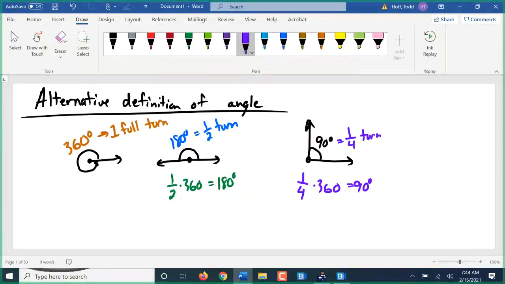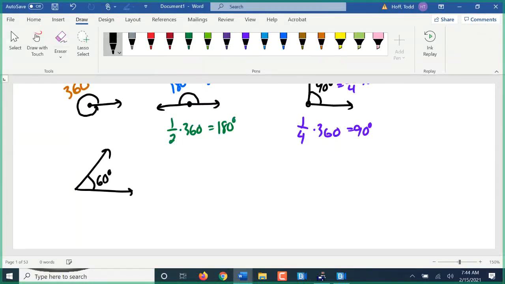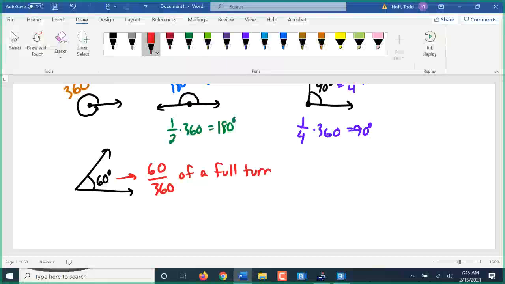So when we look at an angle, if I tell you that this angle is 60 degrees, what that means is it is 1/6 of a full turn. So they've redefined that idea of degrees in the measurement of an angle to be a fraction of a full turn.